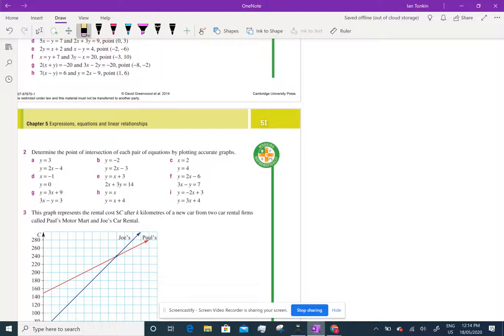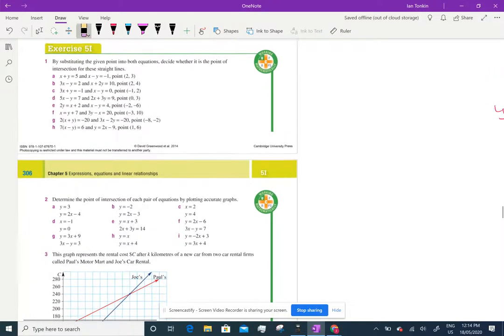Okay, Year 10, starting the next part of this chapter, which is solving simultaneous equations. Now, essentially, there are two ways to solve simultaneous equations. There is the graphical method, and then there is the algebraic method. And we're going to start off with the graphical method.